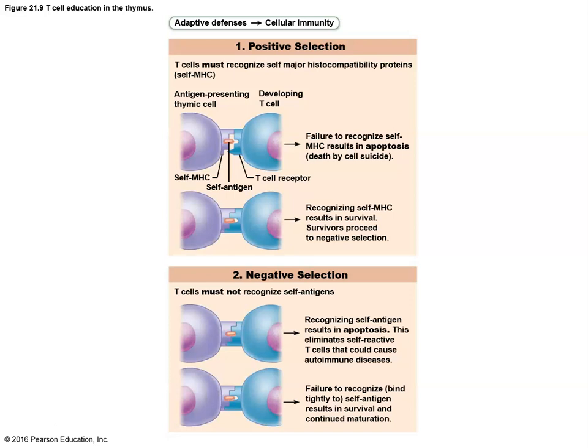So it's a 2-step test. If you survive the positive, you go to the negative selection. If you survive that, then you become a functional T cell. Otherwise, you die and the process stops at that point.